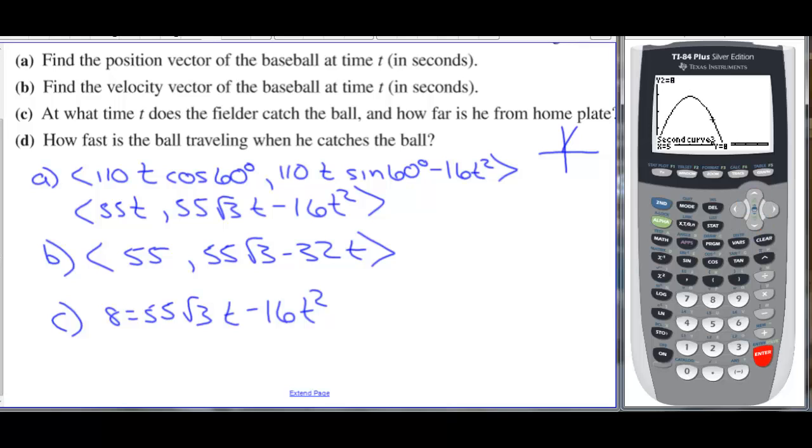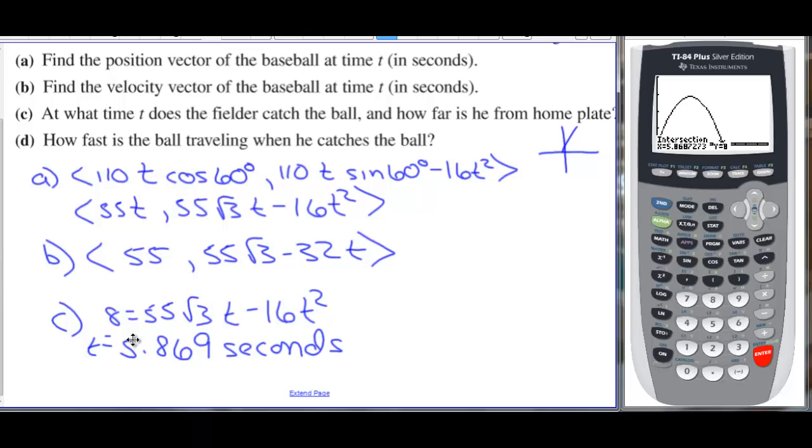Intersect, enter, and then I'll guess somewhere about 5. And it turns out to be 5.869. So we found the y component is height, right? Up and down. X is right and left. And at what time t does the fielder catch the ball? T equals 5.869 seconds. I better write a nice answer, a good answer, so I get a good grade.